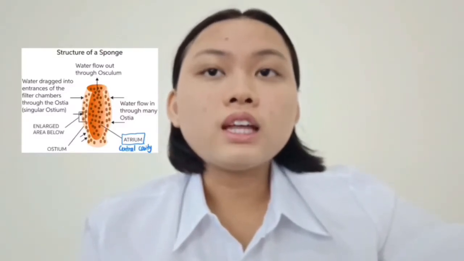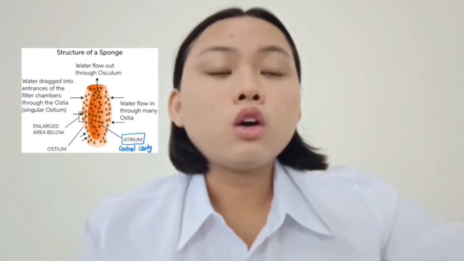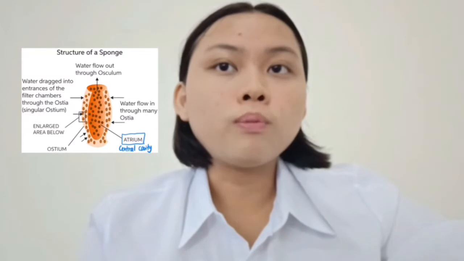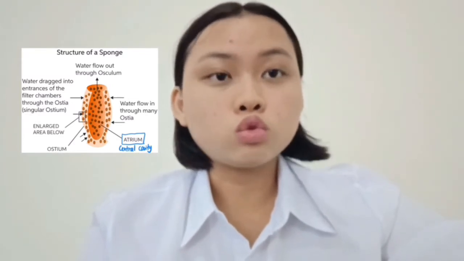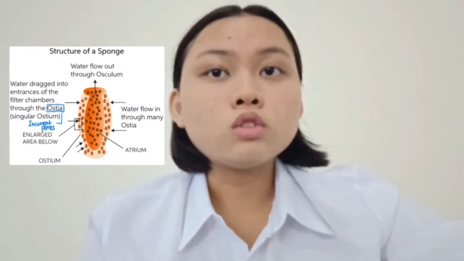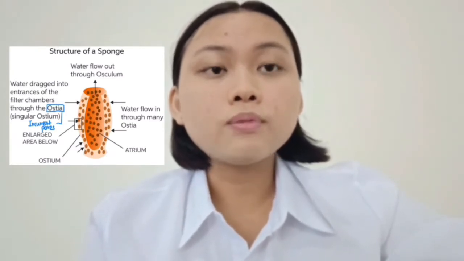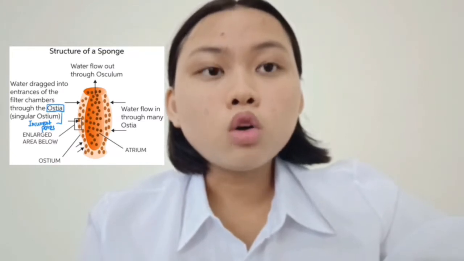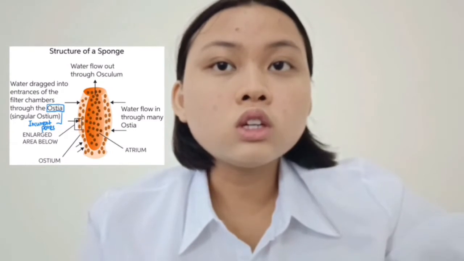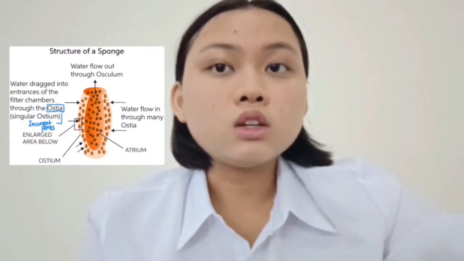Sponge has a central cavity. We call it spongocoel or atrium. The function of the central cavity is to open to the outside through the osculum. Sponge also has lots of incurrent pores. We call them ostia. The function of incurrent pores is to lead water into the spongocoel through the canal system. The more branched canals and oscula, the more complex the food capture.